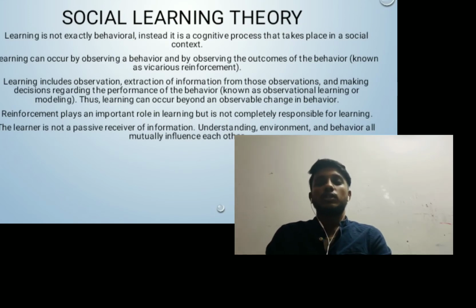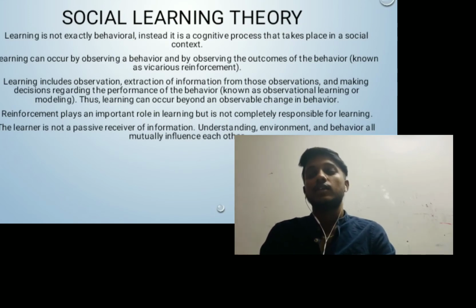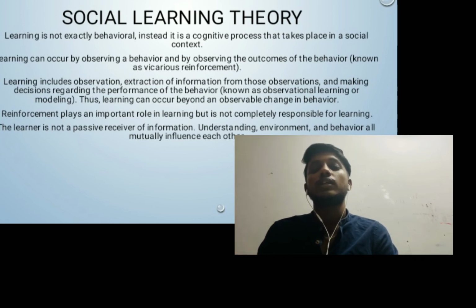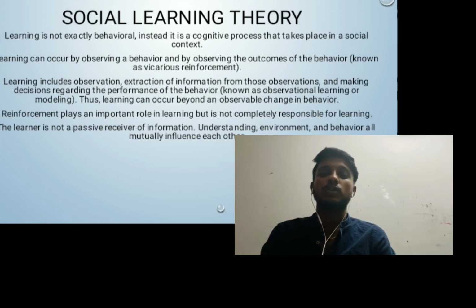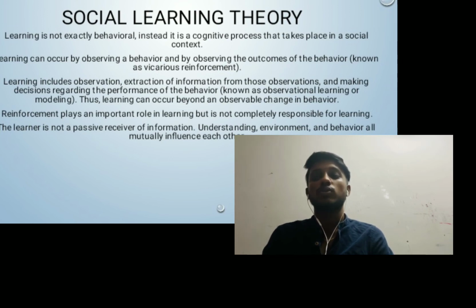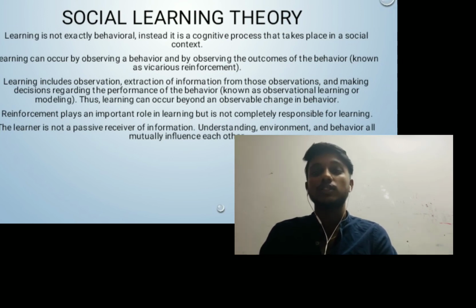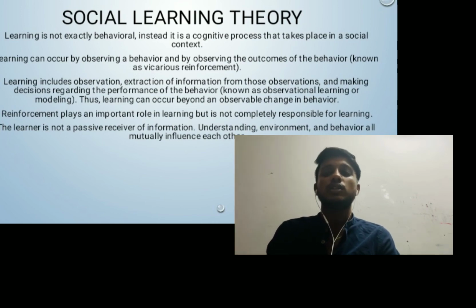Social learning theory. Learning is not exactly behavioral. Instead, it is a cognitive process that takes place in social contexts. Learning can occur by observing a behavior and by observing the outcomes of the behavior. Learning includes observation, extraction of information from those observations, and making decisions regarding the performance of the behavior, known as observational learning or modeling.